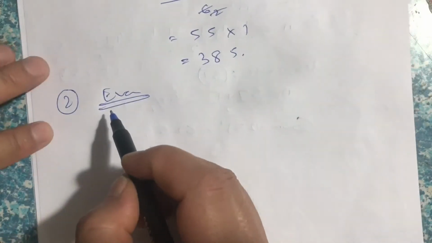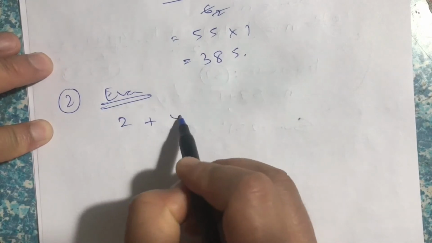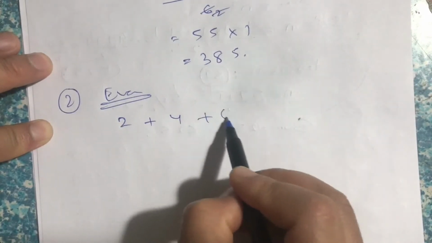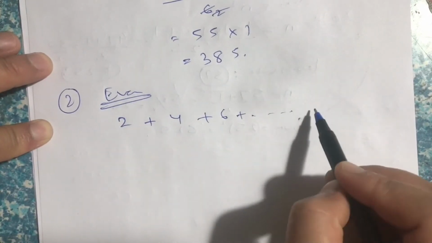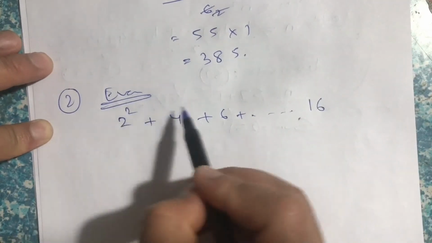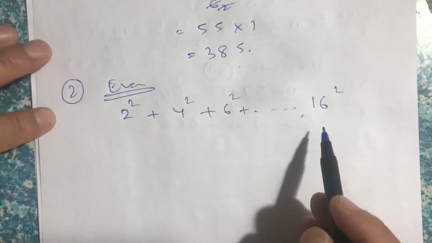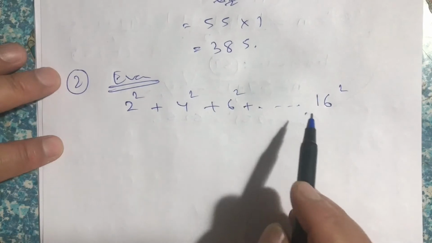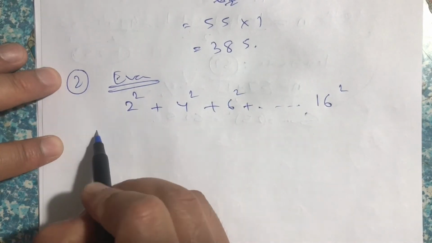So let's say, for example, we have the even natural numbers: 2, 4, 6, plus dot dot dot, up to 16, and then the squares. So if I have this kind of series and they ask me to find the sum, again we go ahead and find the value of n.